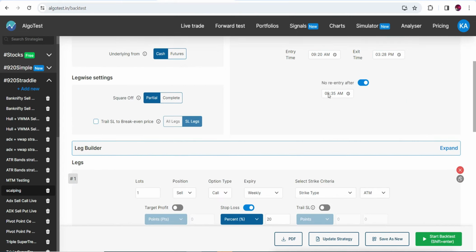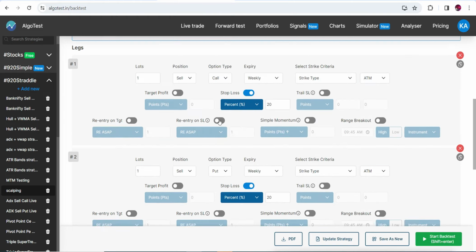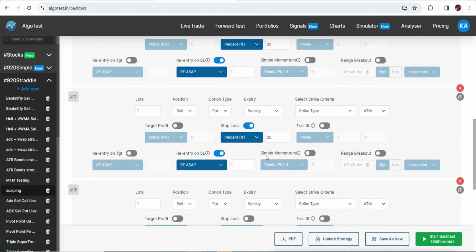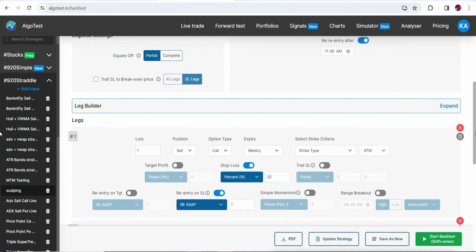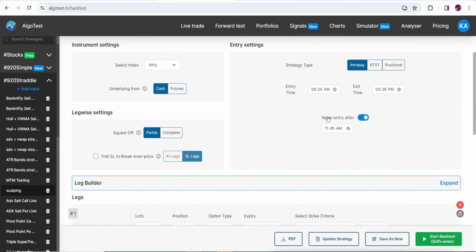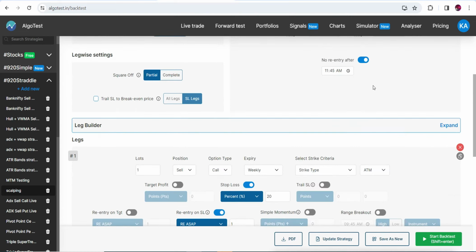Now the next feature we have is no re-entry after. What this feature does is, assume we enter here at 11:45. What it means is, assume we have some re-entry. Now if you don't know how the re-entry part works, then you can watch my previous videos, I have explained it there. So what no re-entry after does is, if our stop loss is hit after 11:45 and the re-entry condition is met, then it will not take re-entry. But if our stop loss was hit before 11:45, then if our re-entry condition is met, it can take re-entry.